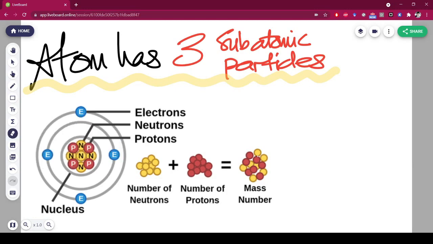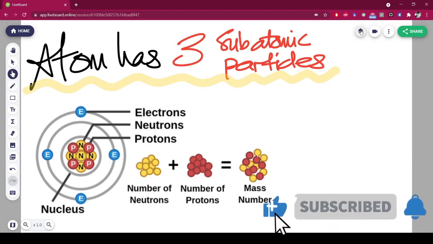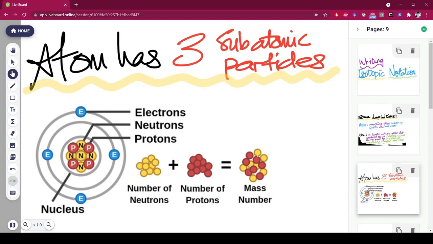The most important thing that you need to know here is the mass number. The mass of the atom is determined by the number of neutrons and the number of protons. When you add those two numbers together, you will have the mass number for a specific atom. Now, let's move on to the next one.